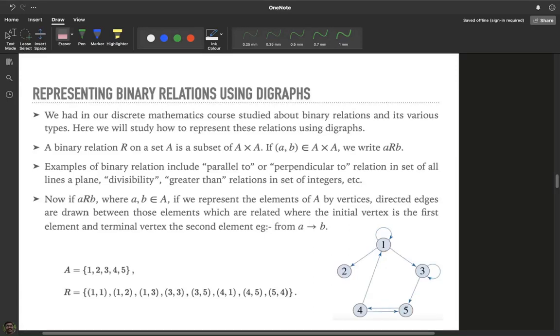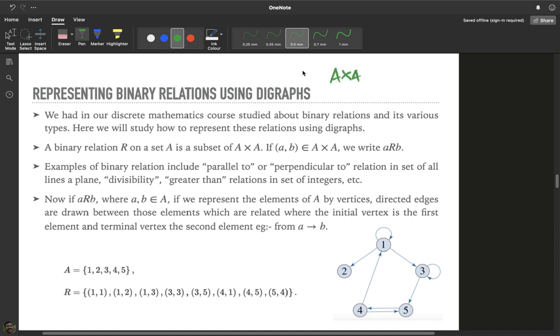Hi, in this session we'll study more applications of digraphs. In our combinatorics course we have studied relations. In particular we are more focused on binary relations. So what is a binary relation? Suppose we have a set A. A binary relation is a subset of A cross A.